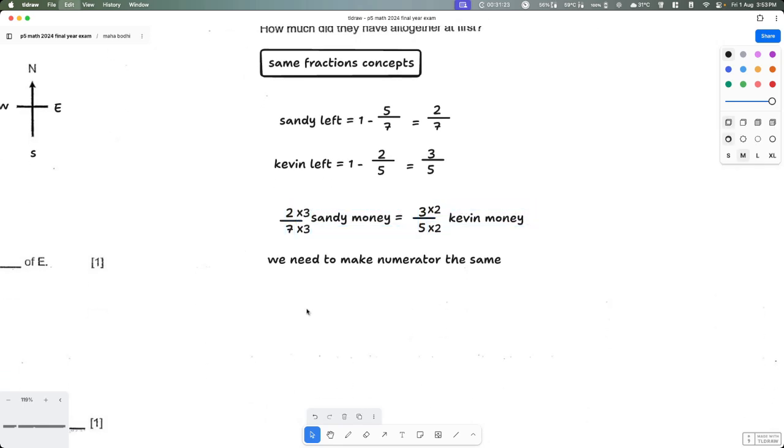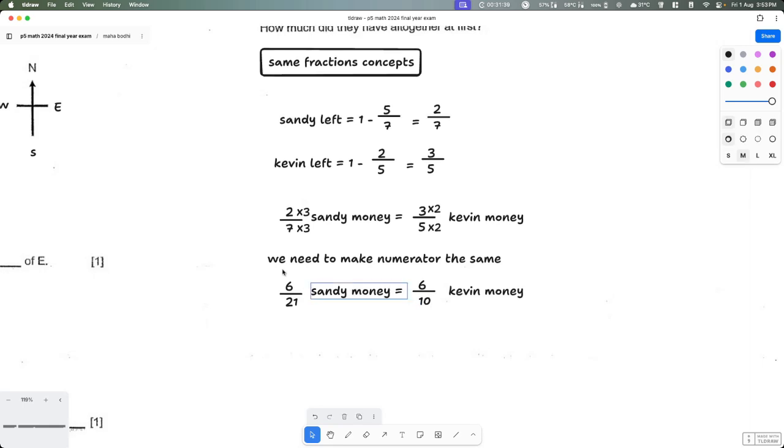So with this, we will have, let me just remove the multiply: 2 times 3 is 6, 7 times 3 is 21, 3 times 2 is 6, and then 5 times 2 is 10. So this is, I would say, step 1. Step 1 is equal to this. For step 2, we convert fractions to units.